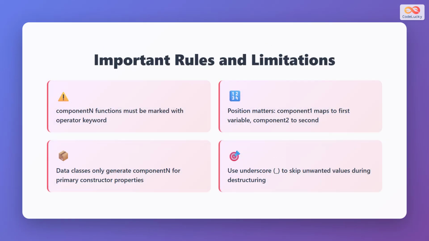There are some important rules to remember when working with componentN functions. First, all componentN functions must be marked with the operator keyword. Second, position matters significantly. Component1 always maps to the first variable, component2 to the second, and so on. Third, data classes only generate componentN functions for properties in the primary constructor, not for properties defined in the class body. Finally, remember that you can use an underscore to skip any values you don't need during destructuring.